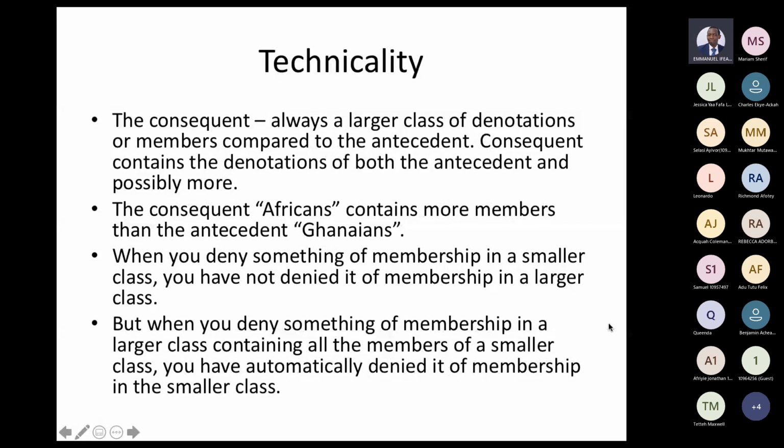The consequent contains the denotations of both the antecedent and possibly more. Now, the consequent Africans contains more members than the antecedent Ghanaians. When you deny something of membership in a smaller class, you have not denied it of membership in a larger class. But when you deny something of membership in a larger class, containing all the members of a smaller class, you have automatically denied it of membership of the smaller class. So if you can prove that Peter is not an African, you have automatically shown he's not a Ghanaian.